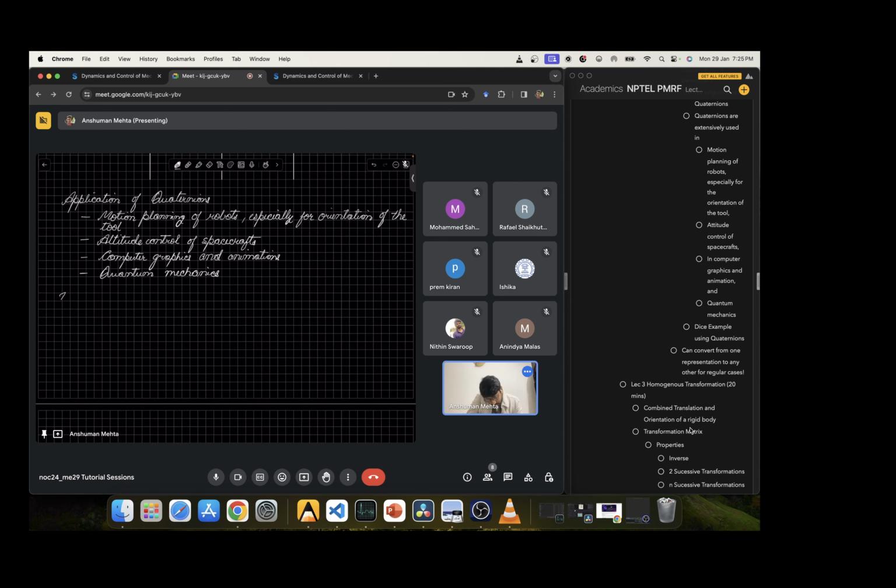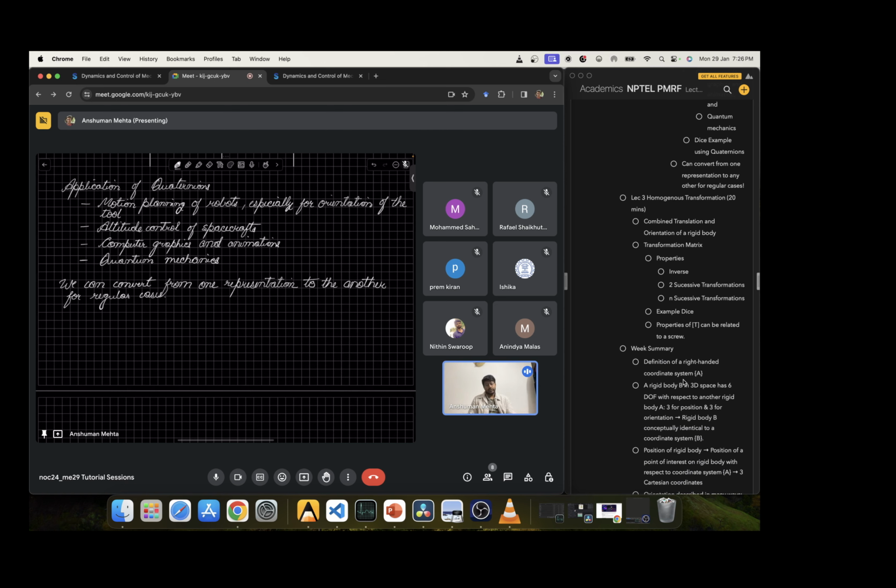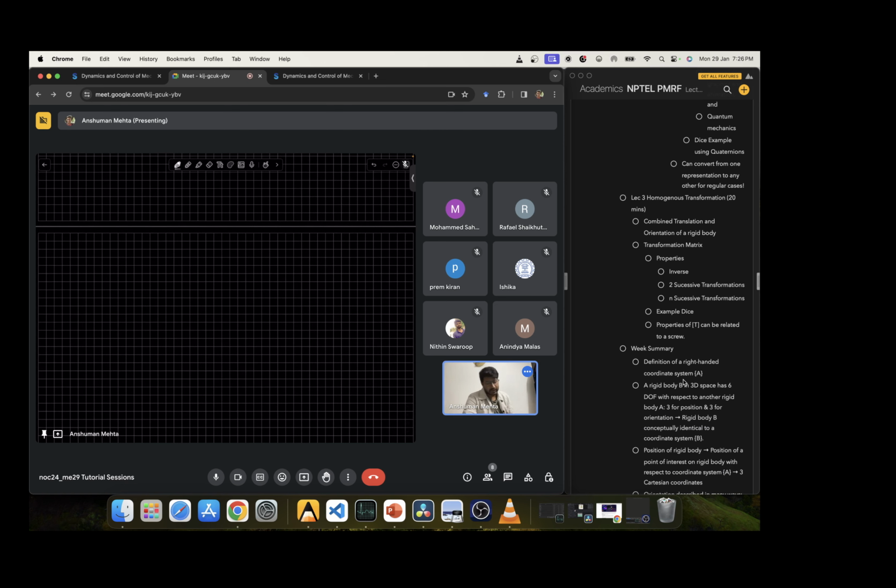Now we can convert one representation to another for regular cases. Okay, so we just have to beware of the singularities, and apart from that we can convert, not easily, like using coding. So this is what was contained in lecture 2. Now lecture 3.